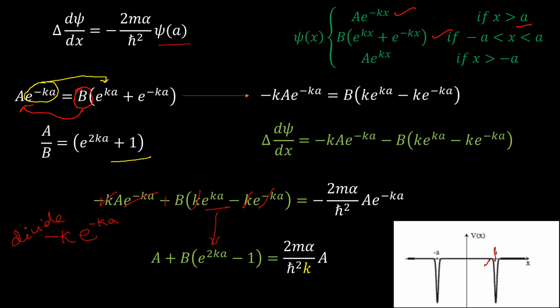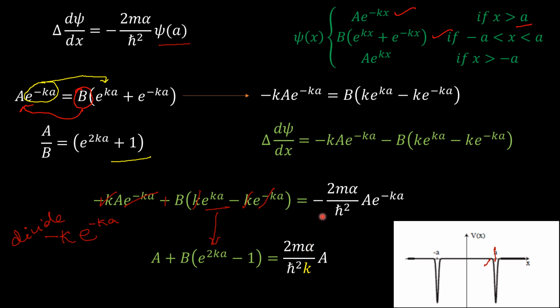Remember that I brought minus outside the bracket, so I have not changed this sign. So I have brought already this negative sign outside the bracket. So I am leaving this negative sign as it is. So this will become, here I have only a, here I have p, then e power 2ka minus 1, because both the term will get cancelled. So this will be minus 1.